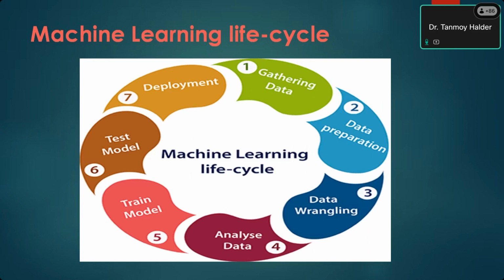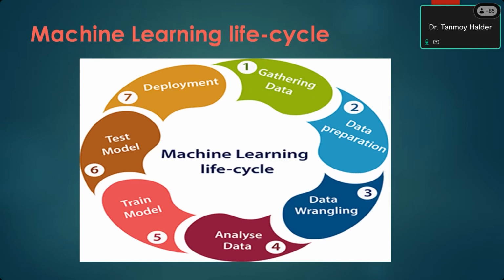Data wrangling: you may change the data, you may alter the data. That means you have to process the data ultimately. Then analyzing the data, then train the model. That means I am feeding the data to a model. Model is nothing but a software. I'm giving this data, and according to the data, my model or my program will work. That means I'm training that model.